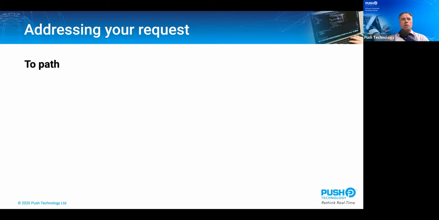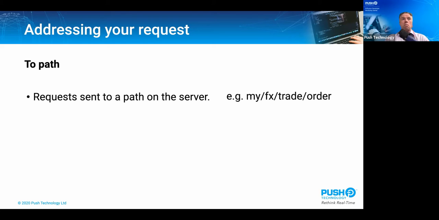Let's start with to path. This addressing mode, which we call to path, as the sender addresses their request to a path on the server, such as my FX trade order. So the client sends the request to a path. It does not know where it's going to go beyond that.